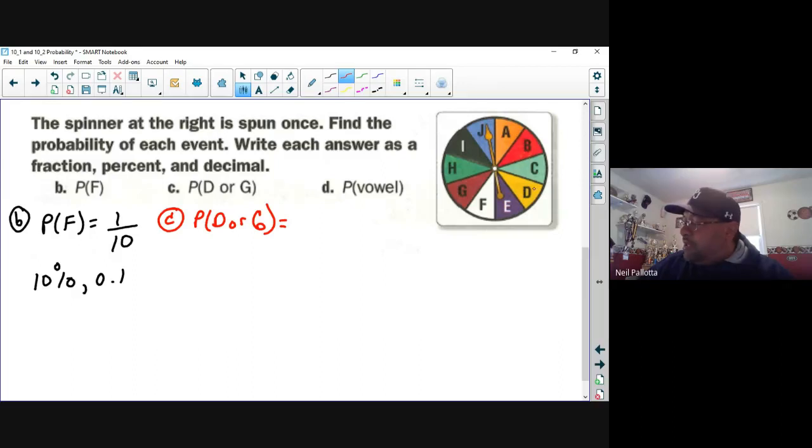Well, how many D's are there? There's one D. There's one G. So there are 2 possible outcomes out of the 10. Or I'm sorry, we have 2 favorable outcomes out of the 10. Well, if I have 2 favorable outcomes out of the 10 possible outcomes, 2 out of 10 simplifies to 1/5 as a fraction. And we all know 1/5 is 20%. And we know 20% is going to be equal to 2/10 as a decimal.